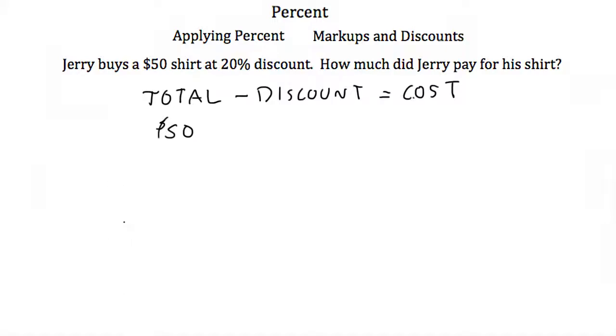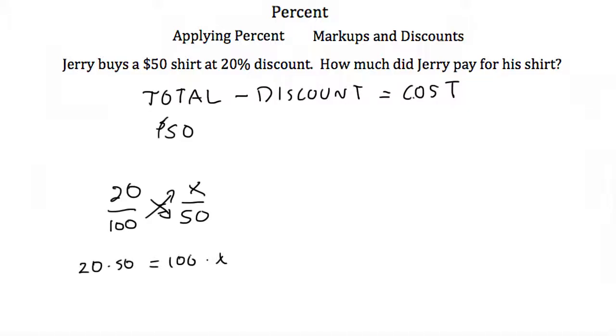So again, we can use proportions or decimals, whichever you prefer. We would get 20 over 100 is equal to some number over 50, and we can cross multiply. So 20 times 50 is equal to 100 times x, and 20 times 50 is 1,000. It's equal to 100 times x. And then if we divide by 100 on both sides, we're going to get x is equal to 10. So our discount is $10.